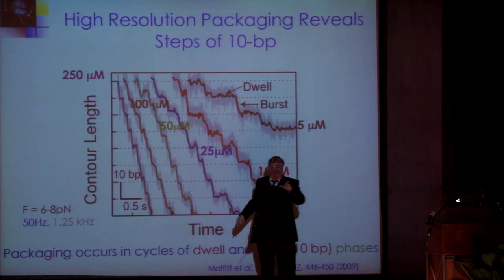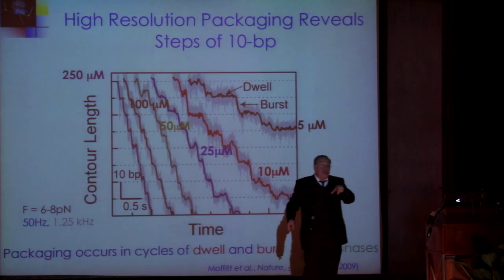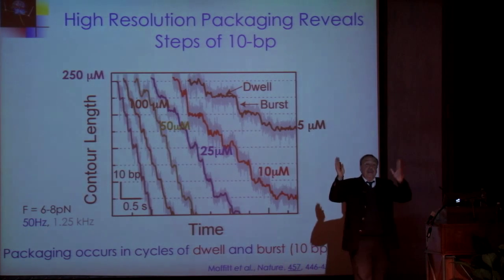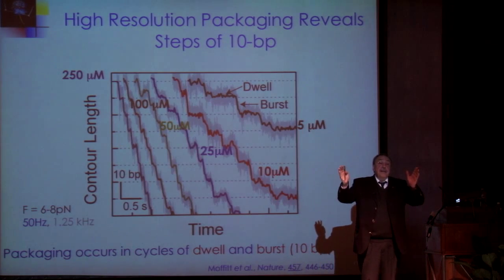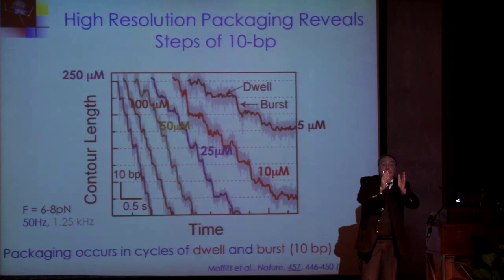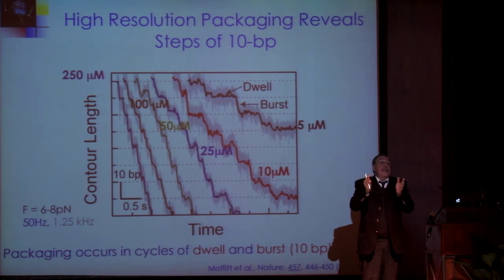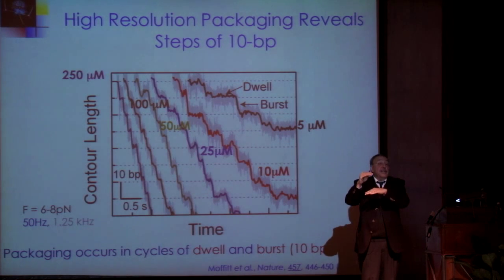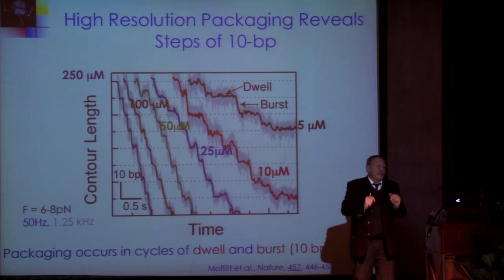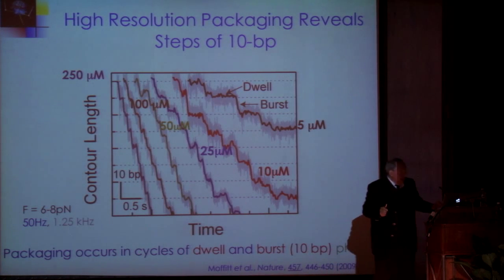So it's exactly the opposite to the other machine that I was just telling you about. Now, if you increase the concentration of ATP, the dwells get shorter, but the bursts don't change, don't get larger. If you decrease the concentration of ATP, again, the bursts are constant, 10 base pairs, but the dwells get longer. Okay.